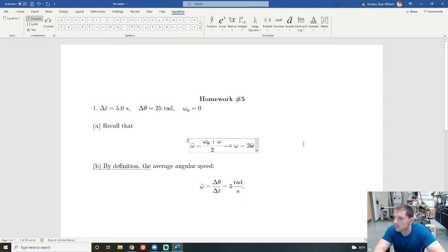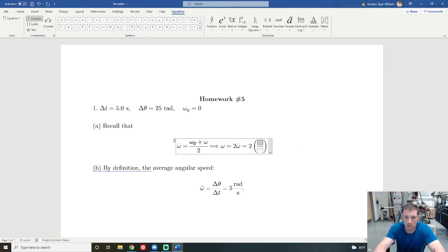Okay, so I was confusing myself a little bit because of the example problem that I did in the other video, but this is good. So, okay, so omega final is just 2 omega bar, right? Which of course is just 2 delta theta over delta t.